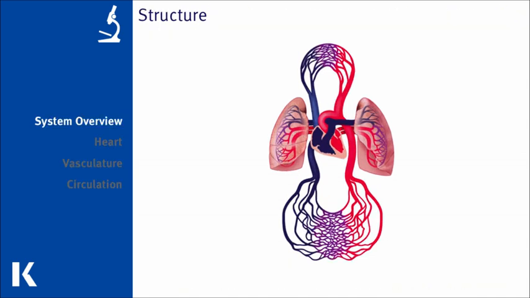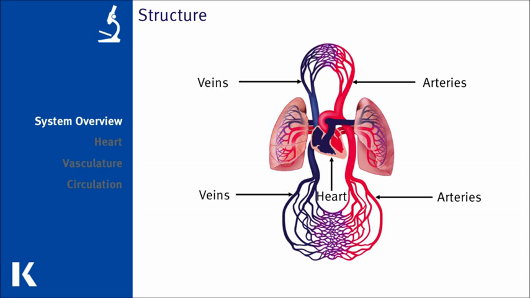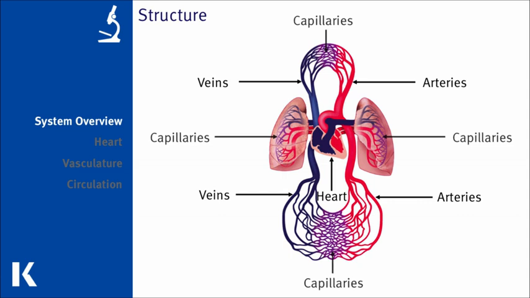The cardiovascular system consists of the heart, which is the organ responsible for pumping blood throughout the body, and the blood vessels, including the arteries, which carry blood away from the heart, the veins, which carry blood towards the heart, and the capillaries, which connect the arteries to the veins.